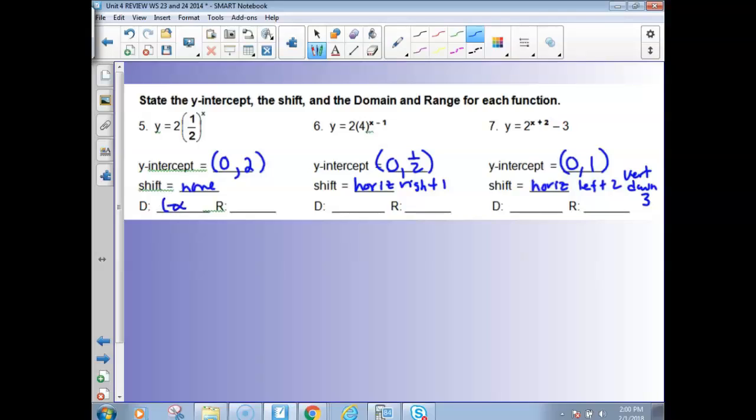Okay, domain on all of them is negative infinity to infinity. I'm just going concept by concept. Okay, now the range on these does change. So your exponentials have a horizontal asymptote of the x-axis, so 0 to infinity. This one is not shifted up or down, so 0 to infinity for the range, and the range has changed on the last one because it has a vertical shift down 3. So the horizontal asymptote went to -3, so it'd be -3 to infinity for the range.